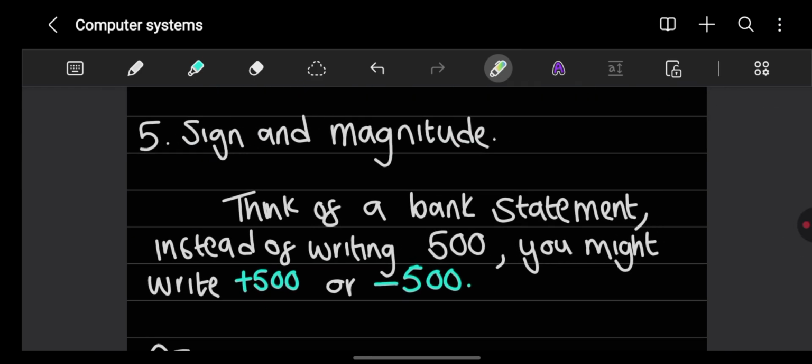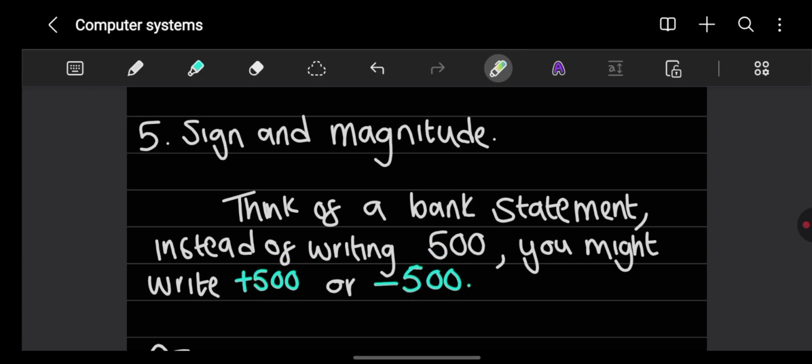So instead of writing maybe a whole number or a decimal number 500, you might want to use positive 500 or negative 500 to basically show if you maybe still have money or you maybe have debts, right? So the plus or the minus here is basically your sign. If you're thinking of sign and magnitude, the plus or the negative is your sign, and then the number itself is the magnitude. So the magnitude is like your 500.